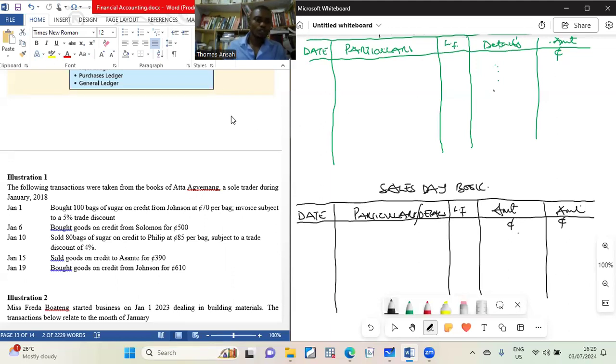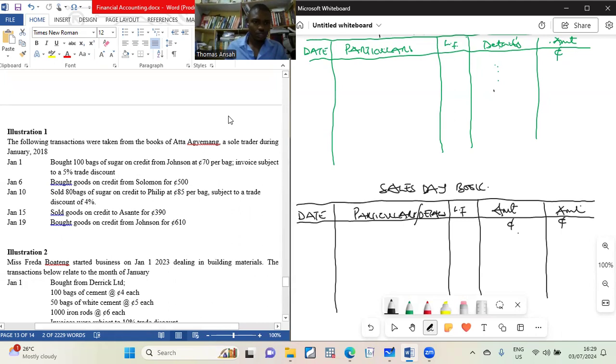So what we do is this. We read. So January 1, bought 100 bags of sugar on credit from Johnson at 70 per bag. Invoice is subject to 5% trade discount.